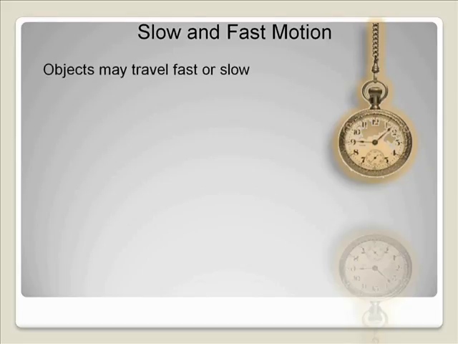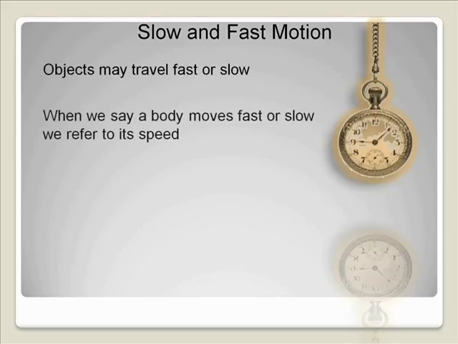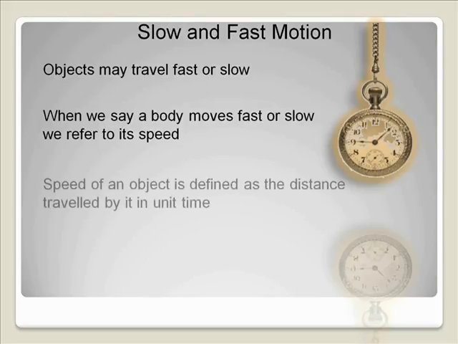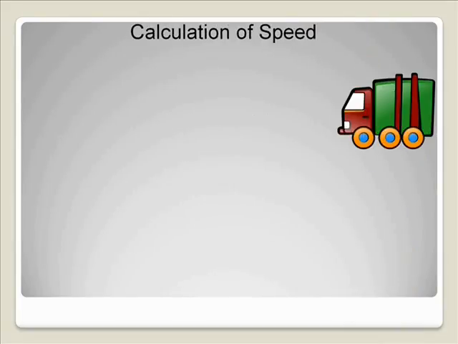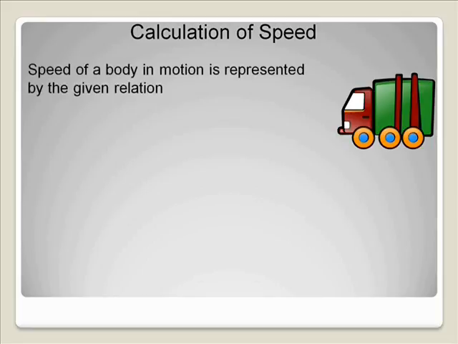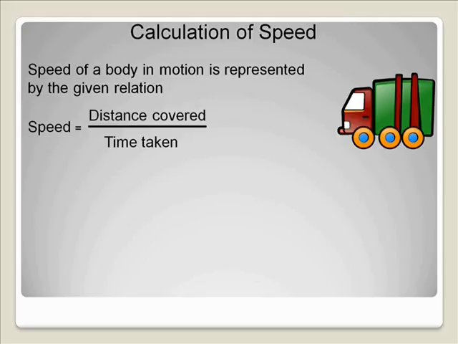Objects may travel fast or slow. When we say a body moves fast or slow, we refer to its speed. Speed of an object is defined as the distance traveled by it in unit time. The SI unit of speed is meter per second. Speed of a body in motion is represented by the given relation. Speed equals distance covered divided by the time taken.